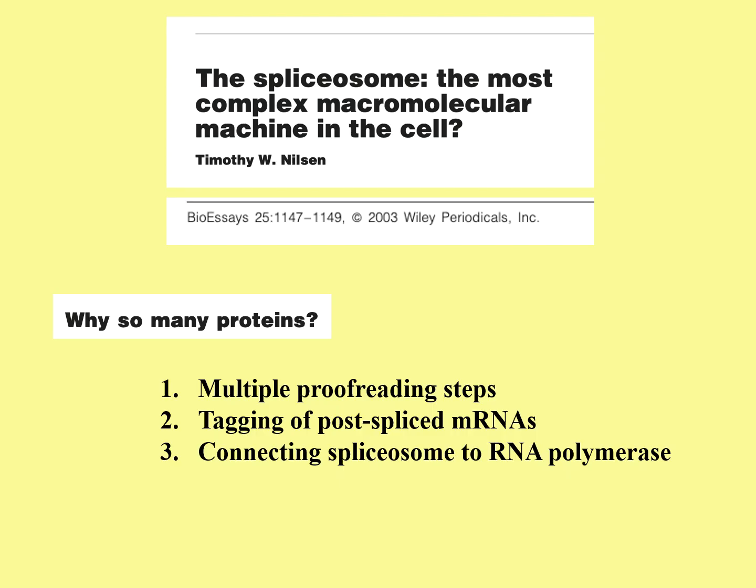Proteins are also involved in tagging the final RNAs as having been spliced, which regulates the fate of the mRNA for such things as export from the nucleus, translation into protein, and for localization to specific places in the cell. Finally, adapter proteins link the spliceosome to the RNA polymerase so that the two processes are intimately connected.